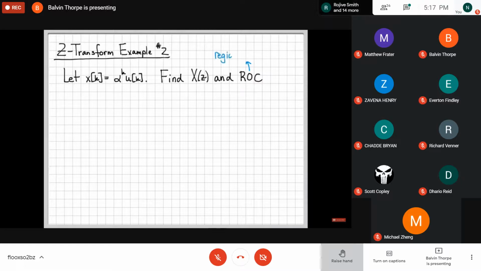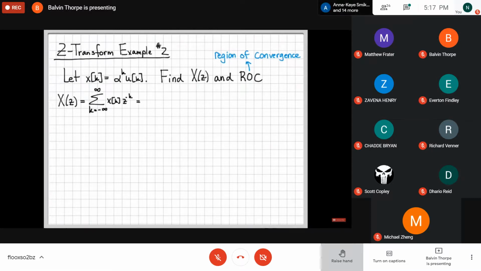Remember what the region of convergence is. This is a region where the z transform exists. So ROC is what we mean by region of convergence. So let's start by just writing down the definition of the z transform. X of z is a sum from k equals minus infinity to infinity of x of k times z to the minus k. That's just the definition of the z transform.